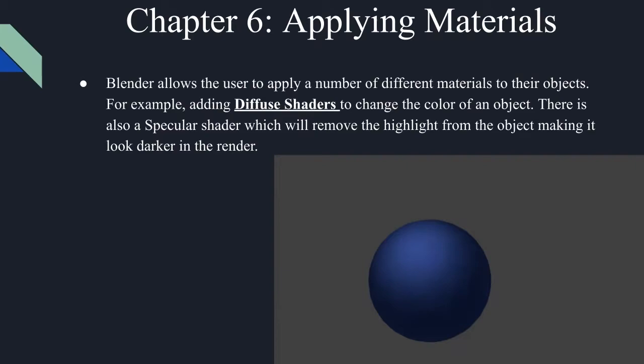And in the image example below, I removed the specular shader from the object so that the image will look a lot darker once you render it out. There's still light on it coming from the lamp, but the highlight is gone.